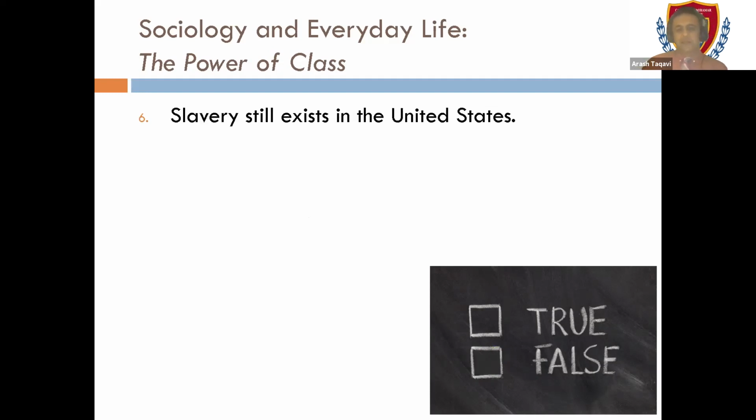Slavery still exists in the United States. Is it possible? True or false? Slavery still exists in the United States. What does slavery mean here? In a capitalistic economy system like America, what is the most frequent, most popular type of slavery? Like when you don't pay enough for the person's work. Sometimes, for example, job slavery.